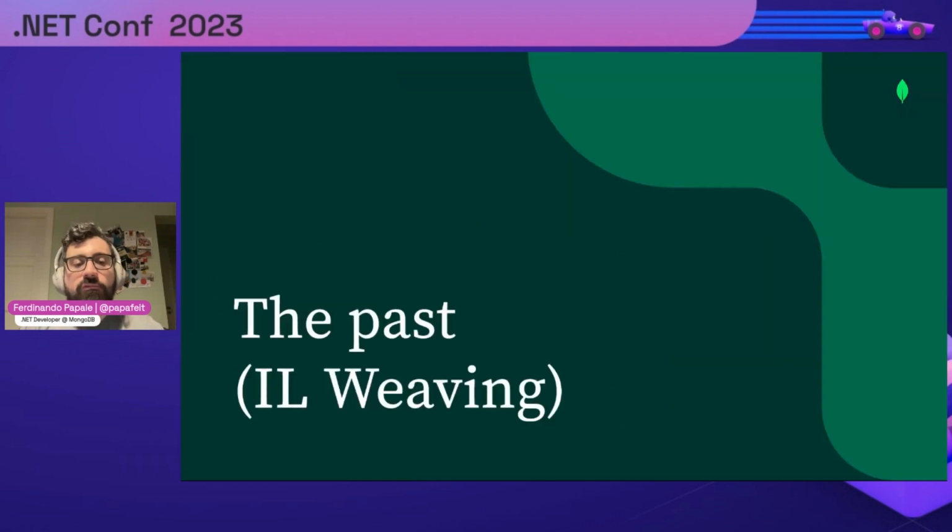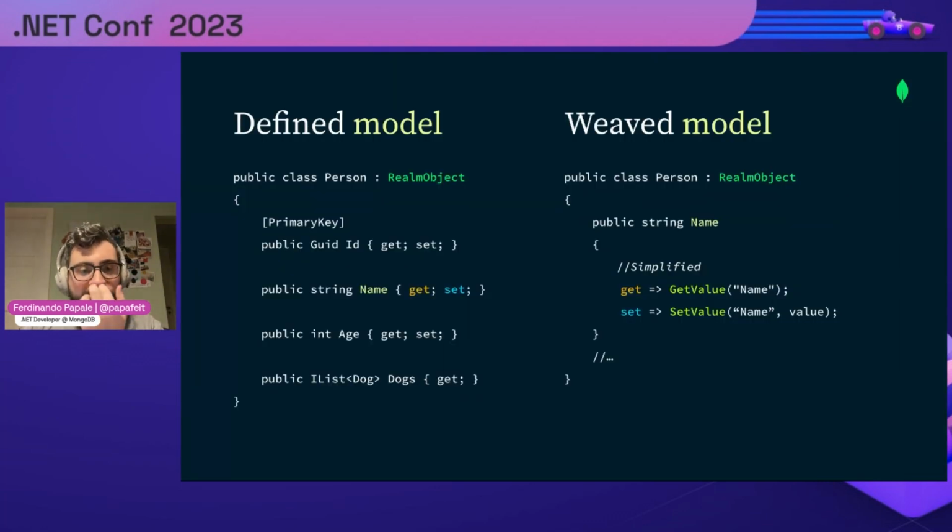So now we need to see the way that we're using these two techniques. In the beginning with Realm, we were using only weaving. And the way that we're using weaving essentially was for the model definition. So what you see on the left here in the define model part is essentially the way that developers could write a Realm class, so a model for the database.